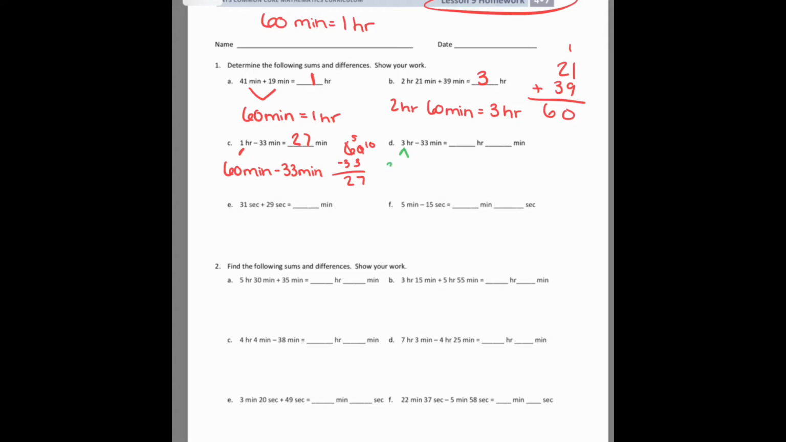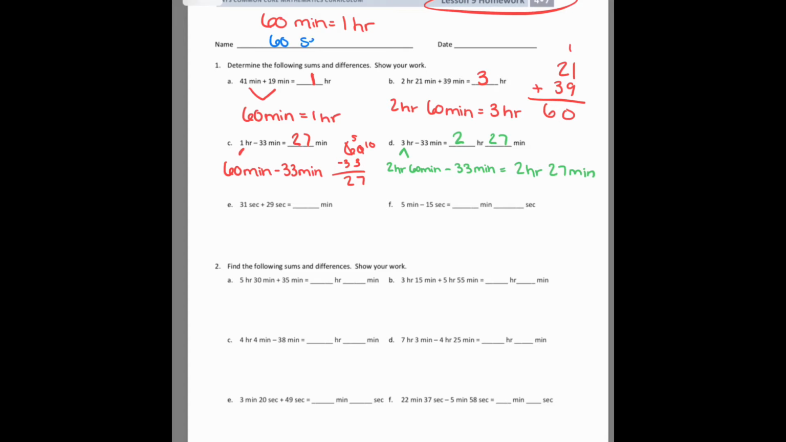We have 3 hours minus 33 minutes. And what I'm going to do is, because I can't take minutes from hours, I'm going to change my 3 hours. I'm going to break it up into 2 hours and 60 minutes, because that's the same thing as 3 hours. And then I'm going to subtract the 33 minutes. So now I can say 60 minutes minus 33 minutes, which we know will give us 27 minutes. And I keep those 2 hours, and we'll end up with 2 hours and 27 minutes. All right, let's look at E.